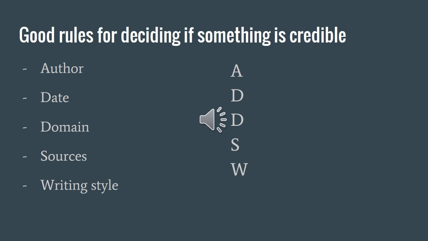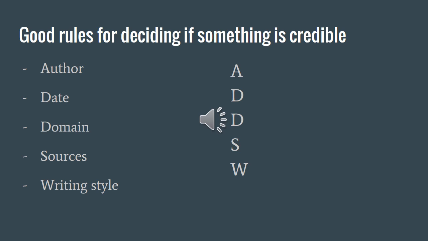It's important to decide when an author is presenting an argument or an idea if the evidence they provide to prove that idea is credible or not. And the most important things to look at are the author, the date, the domain, the sources, and the writing style. Starting with the author. Who is the author? What is their background? Are they credible enough? Do they have experience in this field, knowledge? Are they certified to be telling you this?